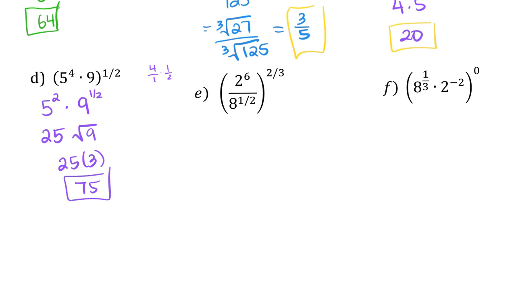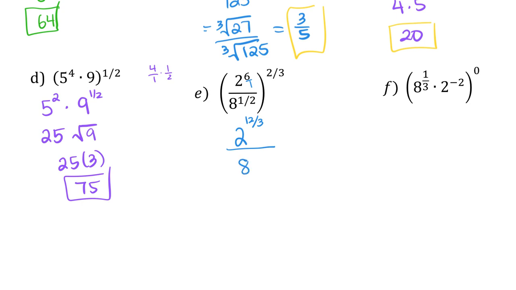Let's try another tricky one. Okay, 2 to the 6 is pretty big. 8 to the 1/2 is the square root of 8. I don't even want to do that. So let's try to use the properties. Okay, so for the top, if I do 6, I'm going to times these. 6 times 2 is 12. 1 times 3 is 3. Okay, what about on the bottom?